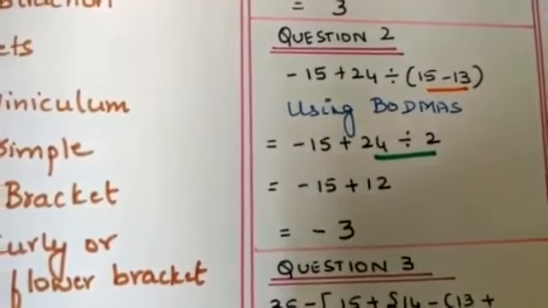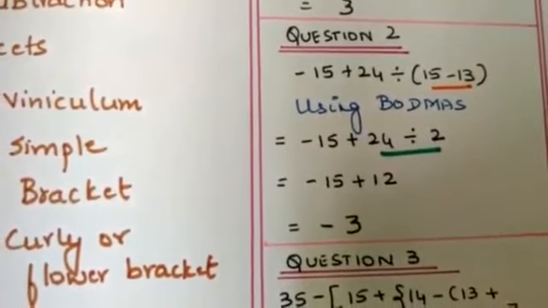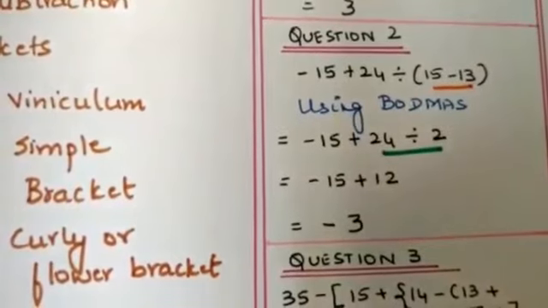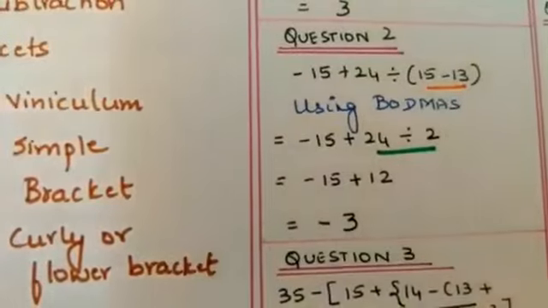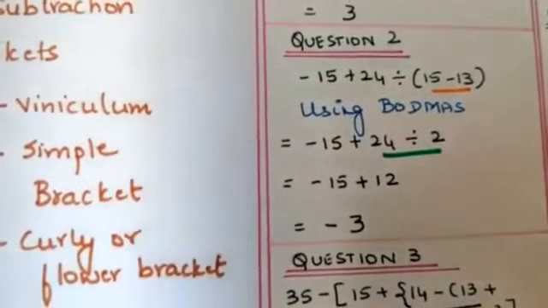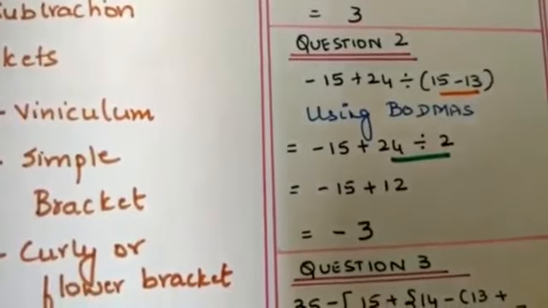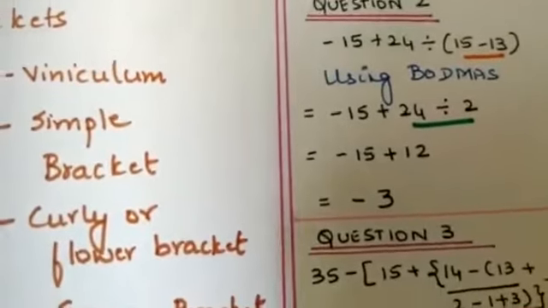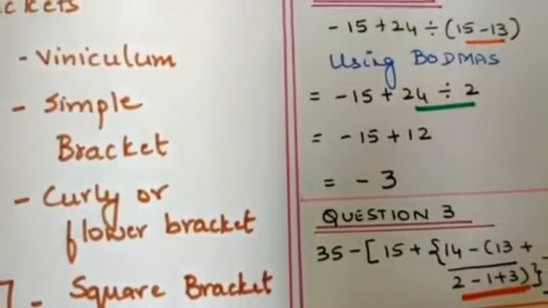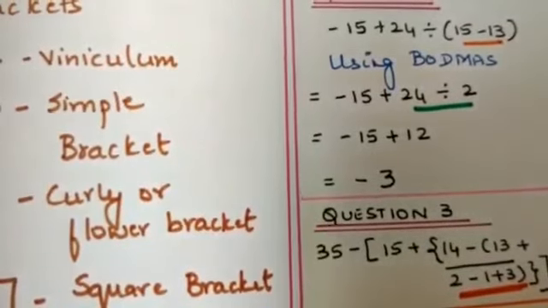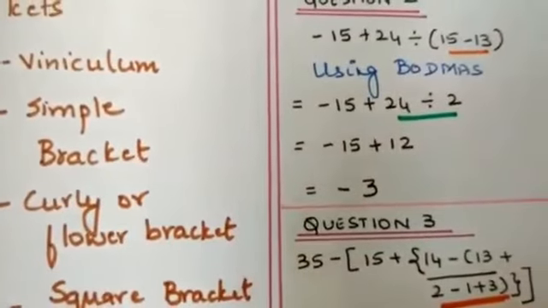Similarly, question 2. Minus 15 plus 24 divided by (minus 15 minus 13). The first operation that we need to do is division, but before that we have a bracket. So we will solve whatever expression is given inside the bracket and then move to the division operation. So minus 15 minus 13 is there in the bracket, so let's remove it. It becomes minus 15 plus 24 divided by 2. Now using BODMAS, again division is the first operation that we need to perform. Therefore the expression becomes minus 15 plus 12, and the answer is 3.